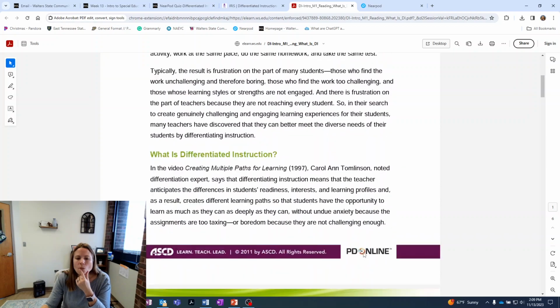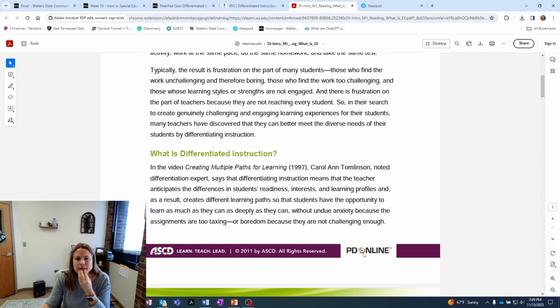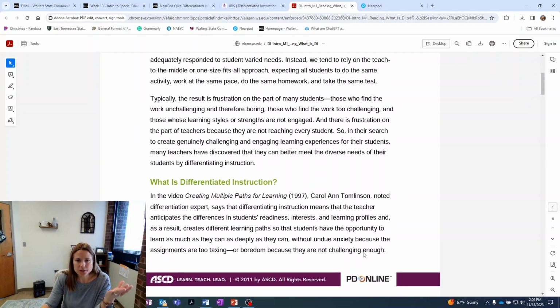So when we're looking specifically at this model, this strategy, it was actually created by Carol Ann Tomlinson. And she really is a differentiated expert. And she says a lot about how teachers can use this. But the main thing to note that she speaks about as an expert in differentiated instruction is that it specifically is stating that you, the teacher, are going to anticipate the student's needs, right?